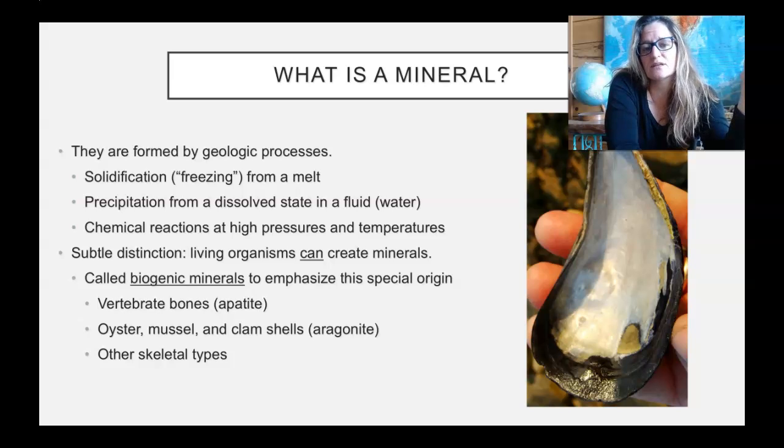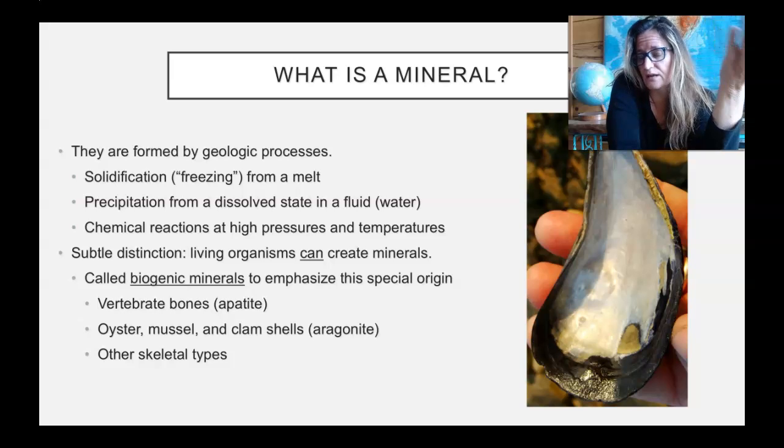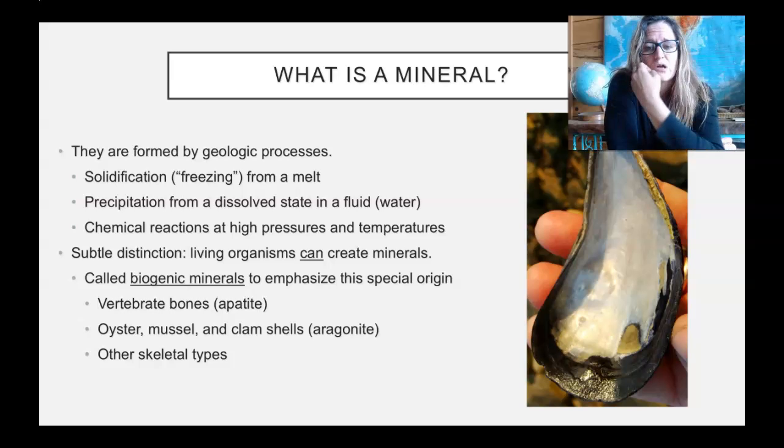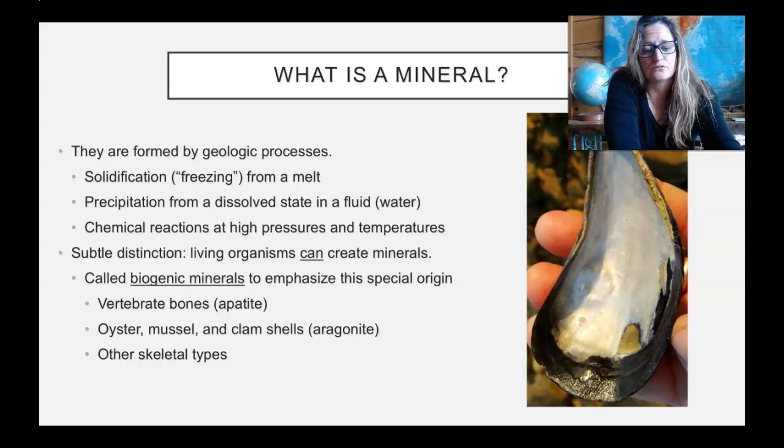Living organisms can create minerals. See the inside of this shell here. That's aragonite. So if an organism creates a mineral, we're going to call it a biogenic mineral. So a biogenic mineral means that it is technically a mineral, but it was made by an animal, kind of like a synthetic mineral is made by humans. So a lot of examples: our bones, vertebrate bones, oysters, mussels, clamshells, other skeletal types.